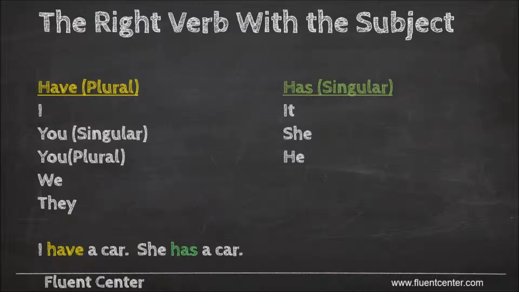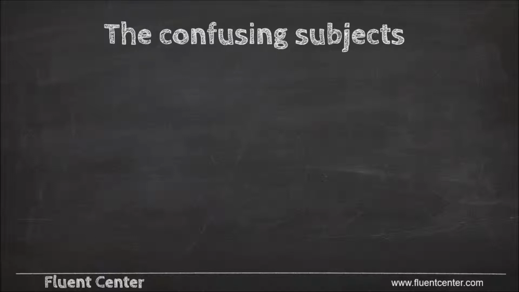Look at these two sentences. I have a car, she has a car. The correct verb has been used for each subject. However, nothing in life is this straightforward, and there are exceptions and some things that some students find difficult.